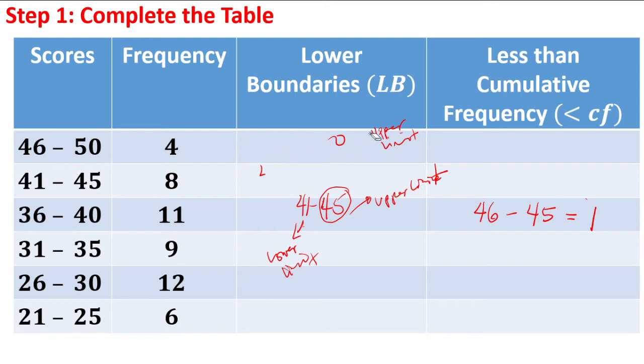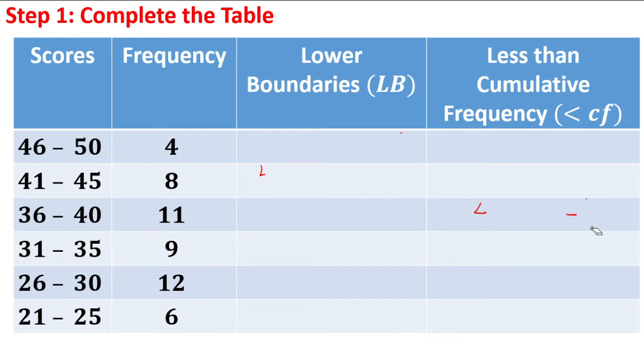To get the lower boundary of each class, just simply subtract half of the gap value. So, the gap value or the class boundaries is 1. That is 46 minus 45. That is 1. This is your gap. The gap between the previous interval to the next interval. Okay? So, this is your gap.